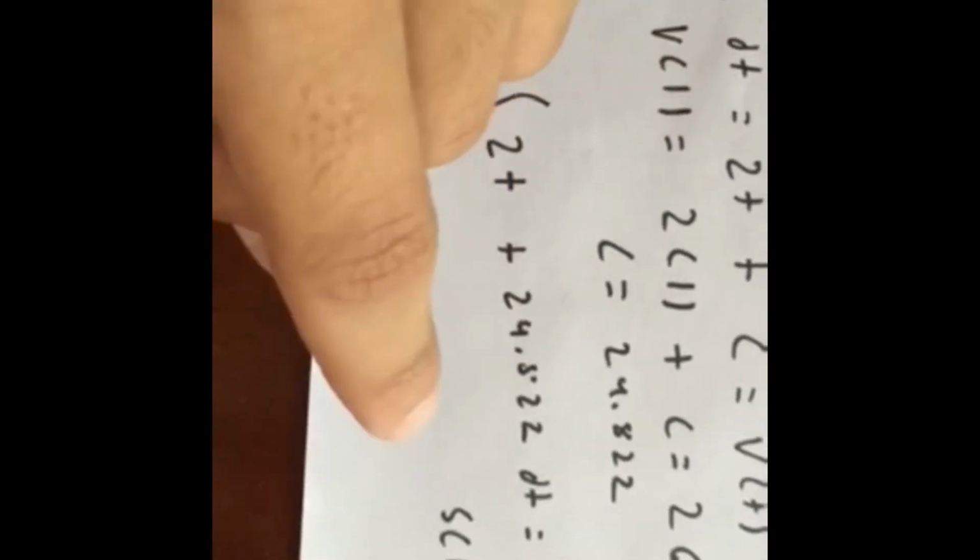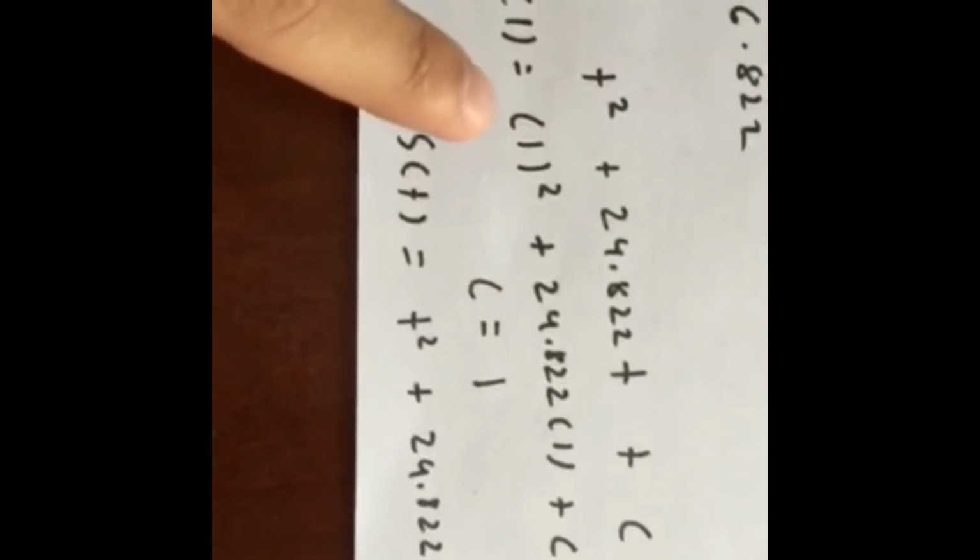And to get our position function, we carry this down and take the integral of 2t plus 24.822 with respect to time. We end up getting t squared plus 24.822t plus c for our position function. And to figure out this constant to give us our position function at any time, we solve for the position at 1 second, which we know is equal to 26.822 meters.